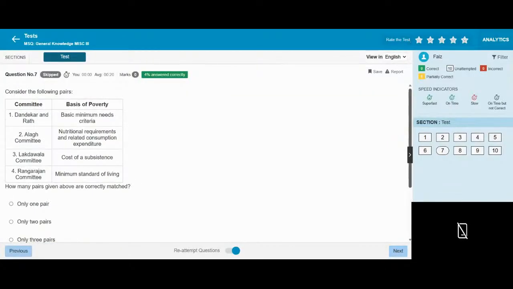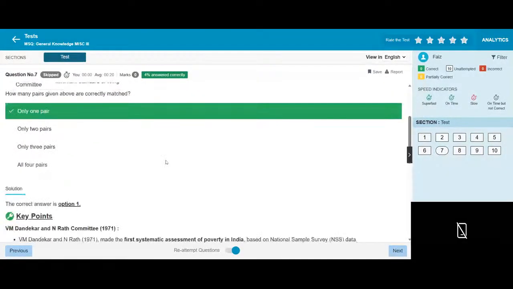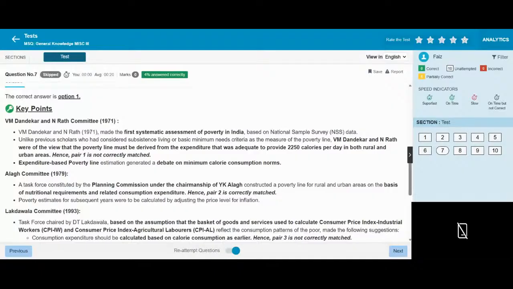Consider the following about the poverty line, basic minimum needs criteria, and like committees. Only one is correct. Dandekar and Rath's committee made a systematic assessment of poverty in India using national survey data. Unlike previous definitions of basic minimum needs criteria as the major poverty line, Dandekar and Rath were of the view that the poverty line must be derived from the expenditure that was adequate to provide a calorie intake of 2250 per person in both rural and urban areas.